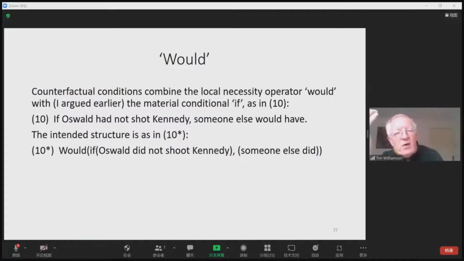Now, what's happening with counterfactual conditionals? Counterfactual conditionals combine the local necessity operator would with, I argued earlier, the material conditional, if, as in 10.